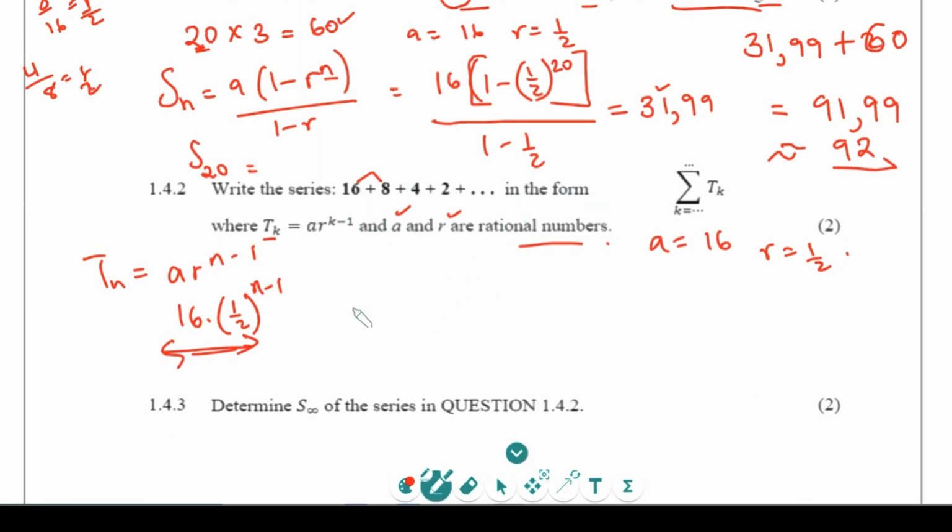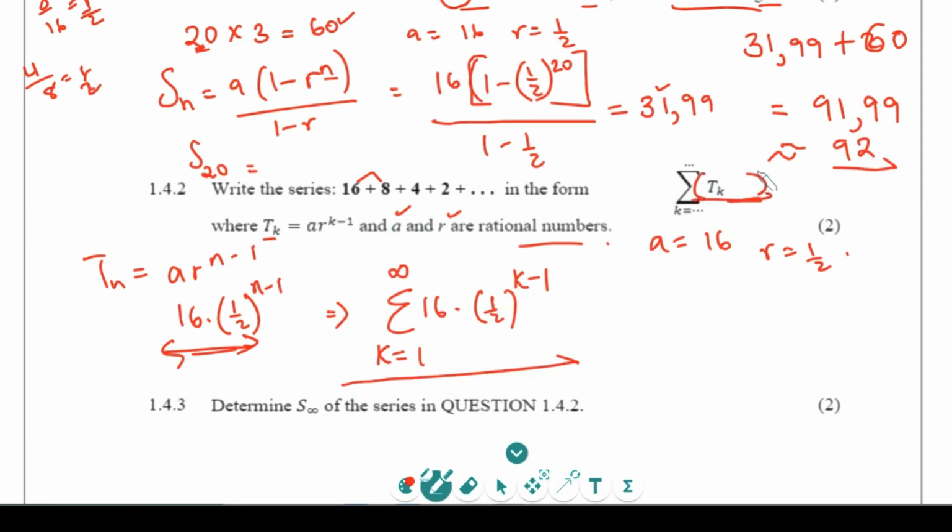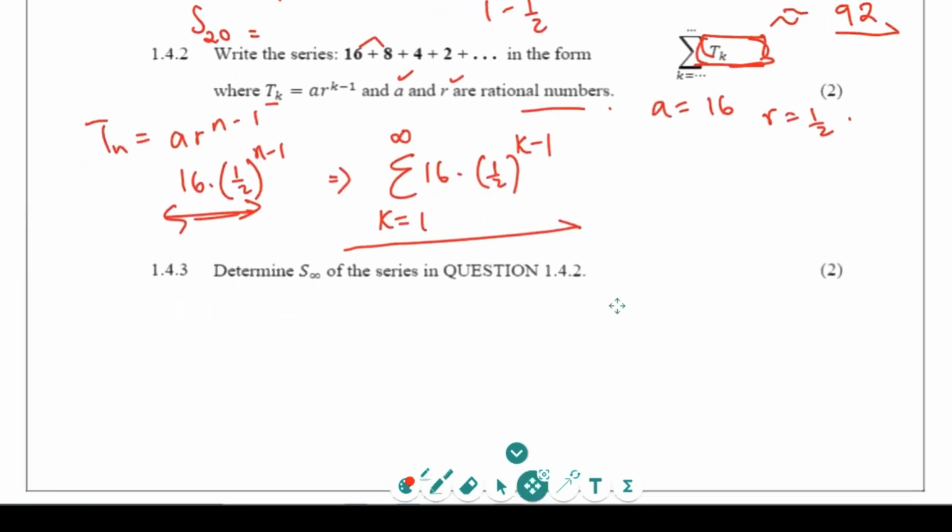When numbers are converging, we start from k being 1 up to k being infinity, because we don't know where this ends. Then we insert our 16 times a half to the exponent of k minus 1. Instead of n, we're using k. So this becomes the sigma notation. Usually whatever we feed inside the sigma notation is the formula or the nth term of the particular sequence or series.